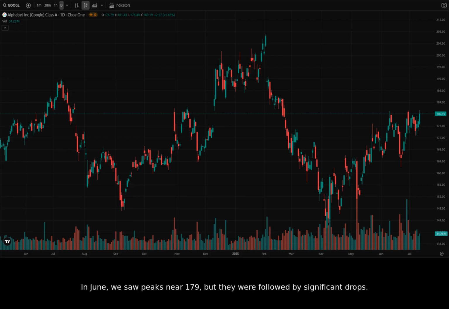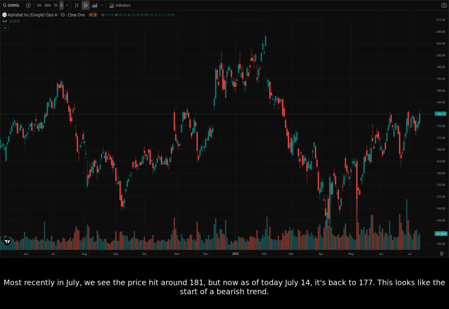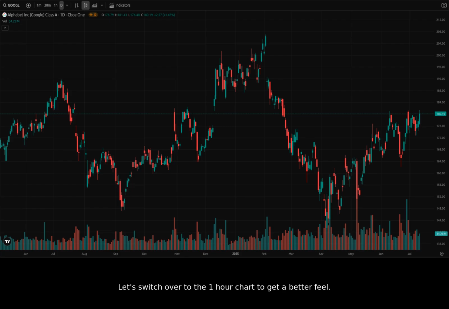In June, we saw peaks near 179, but they were followed by significant drops. Most recently in July, we see the price hit around 181, but now as of today, July 14th, it's back to 177. This looks like the start of a bearish trend. Let's switch over to the 1-hour chart to get a better feel.